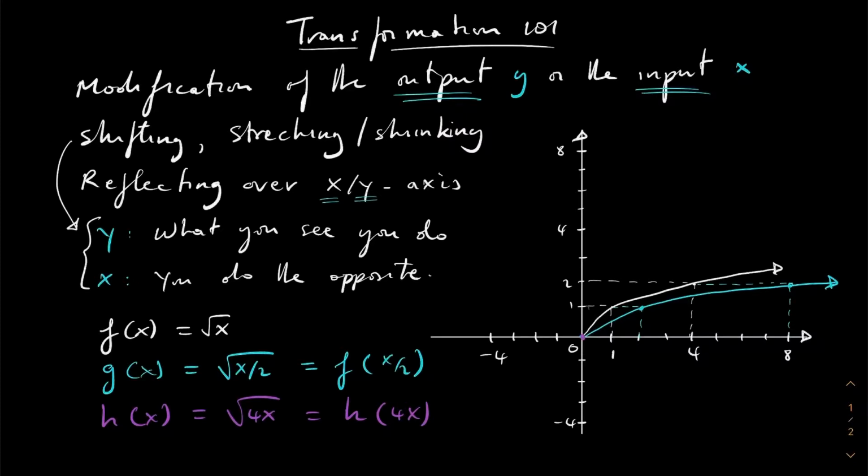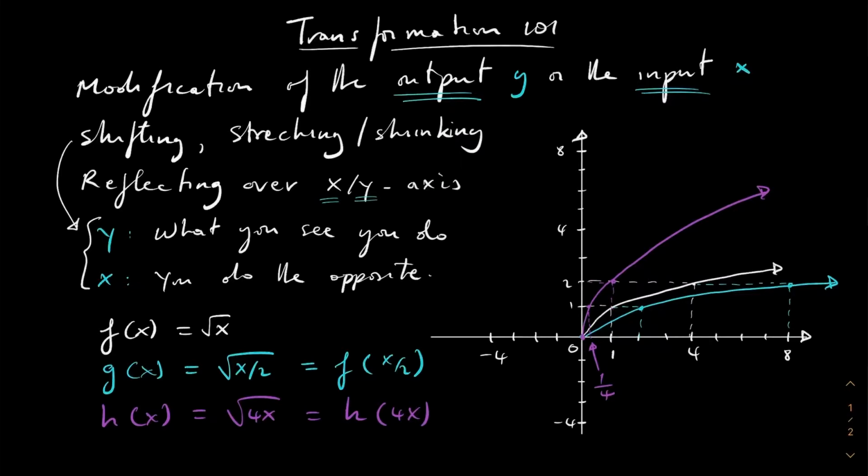Next, the point of coordinate 1, 1 is going to become the point of coordinate 1/4, 1, because we're dividing 1 by 4. And the point of coordinate 4, 2 is going to become the point of coordinate 1, 2, because we're dividing 4 by 4. And so connecting these 3 points is going to give us the graph for the function h of x equals the square root of 4x. Okay, so now we are done with the shifting, stretching / shrinking of the output and the input.